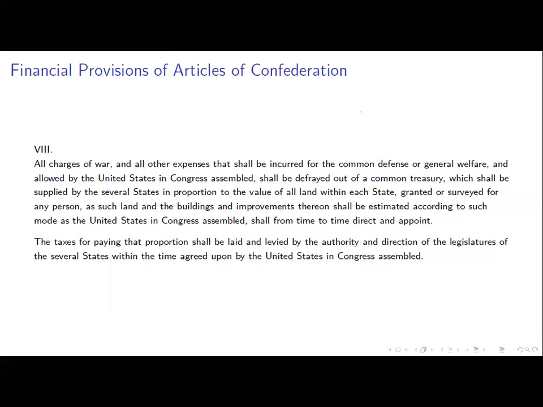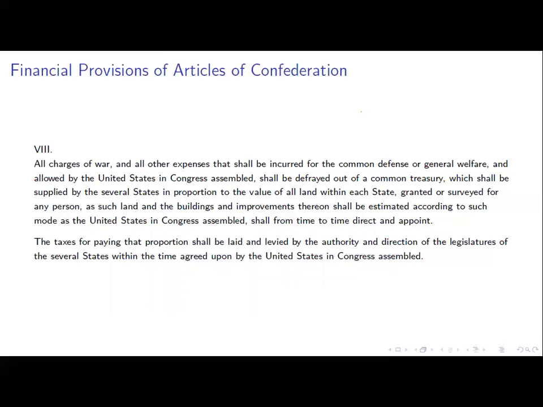So in Article 8, all charges of war and all other expenses that shall be incurred for the common defense or general welfare. And notice this phrase, common defense or general welfare, is going to carry on into the U.S. Constitution. And that's going to be a key. How to define those words is going to be central to thinking about the size of the government, how open-ended is common defense and general welfare.